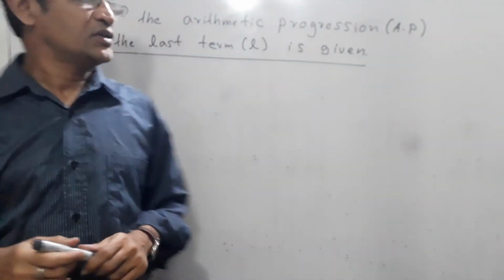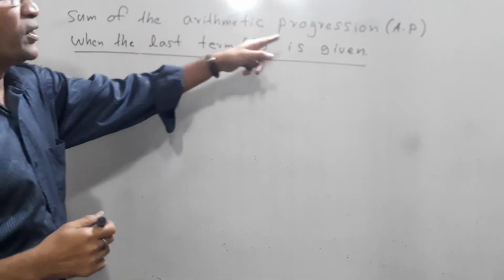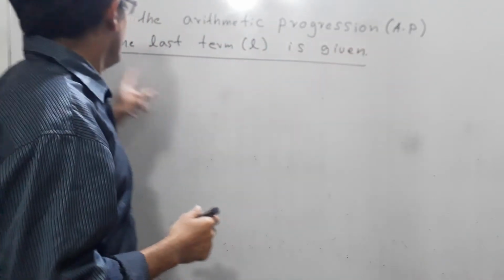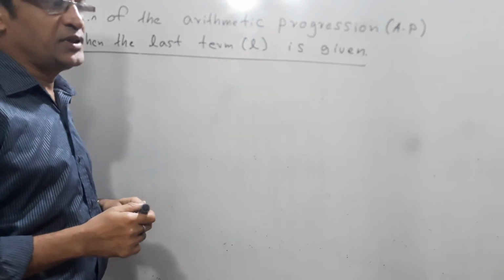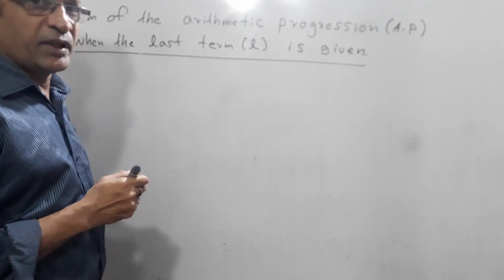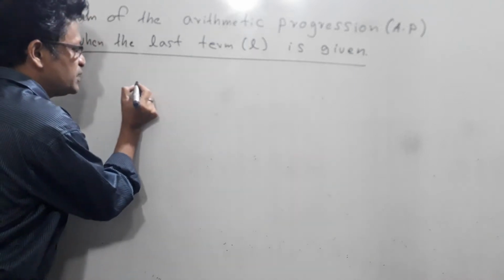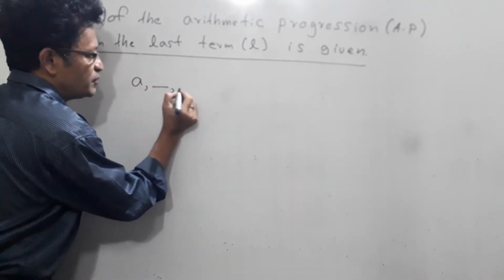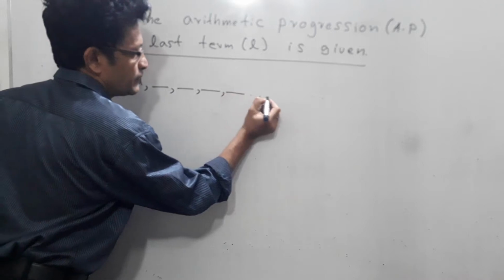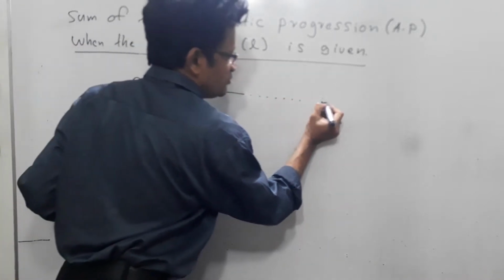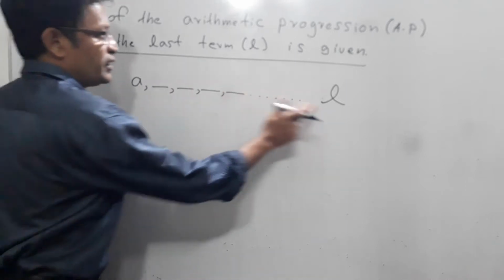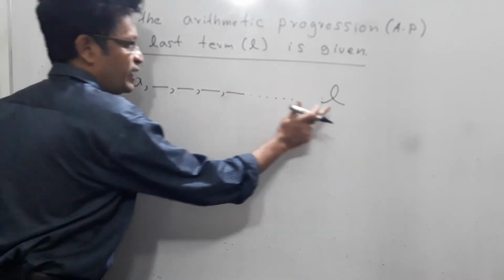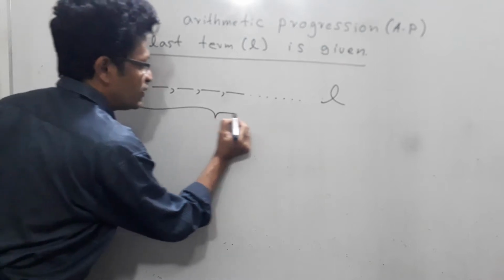Hi, today we are going to study the sum of an arithmetic progression, that means AP, when the last term, that means L, is given. Now, if there is an arithmetic progression where the first term is A, and there are some terms like this, and the last term is L. From A to L, including A and L, there are n terms.